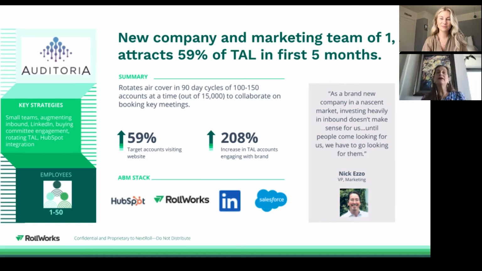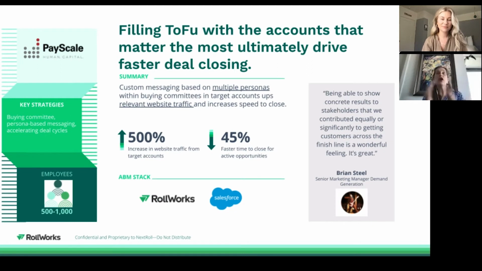Now, by doing that, they're able to see a 59% increase in target accounts visiting the website. Again, he got this up and running in 5 months, team of one with a couple interns and some contractors. And then a 208% increase in target accounts on those lists that he's creating, where they're doubling down on efforts that are highly engaging with the brand. Also to note here, they've got a great stack utilizing not just Salesforce and LinkedIn, but also they're a big HubSpot customer.